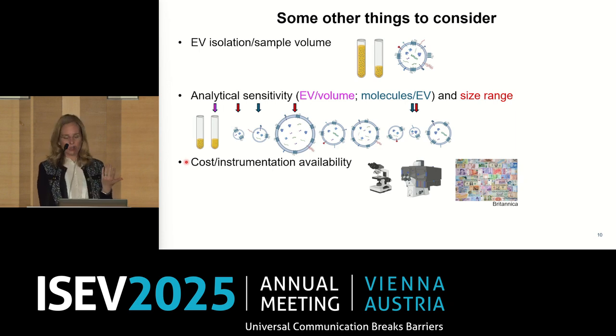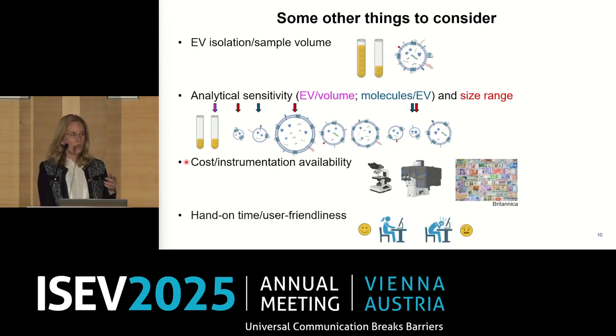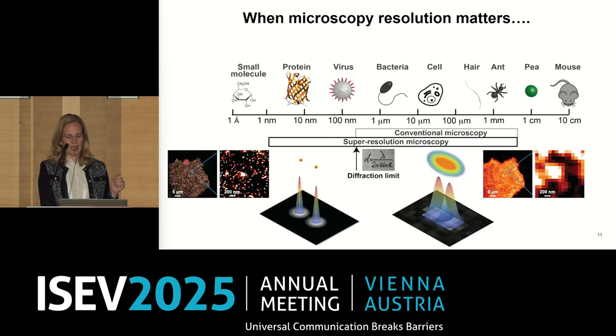Cost and instrument availability. As simple as it sounds, sometimes this is really important. If I want to do a particular measurement, I actually need to worry about this. And of course, I care if my students are really upset when I tell them to do something, because it's sometimes unreasonable to spend hours and hours on so many samples. So hands-on time and user-friendliness, really important when you consider a technique.